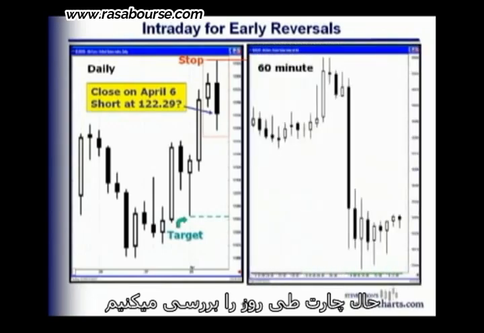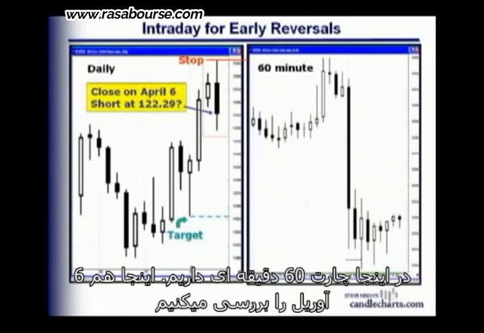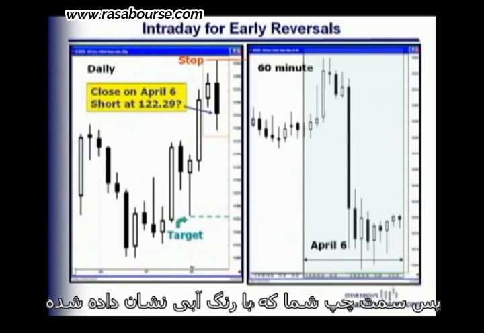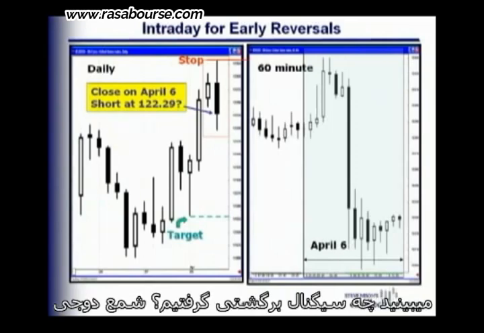Now, let's go to an intraday. Okay, here we have a 60-minute chart. So this is April 6th also. Okay, that black candle was April 6th. So to your right with the light blue shading, that's April 6th. On the 60-minute chart, see the reversal signals we got? The doji.